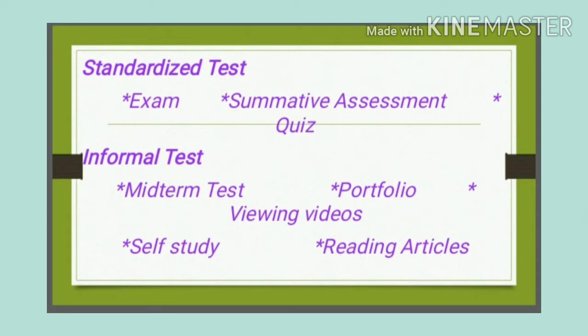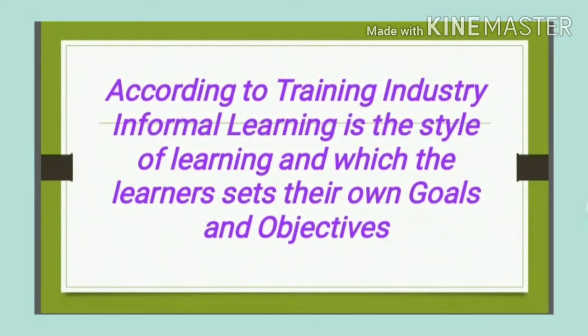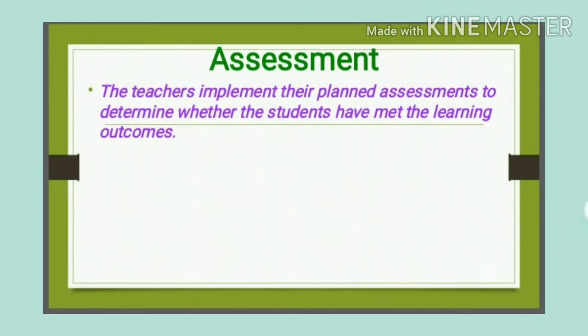And for informal activities, examples are teacher observation, mid-test, portfolio, and including watching videos, self-study, and reading articles. According to Training Industry, informal learning is a style of learning in which the learners set their own goals and objectives. In the 3rd stage, assessment, the teachers implement their planned assessment to determine whether the students have met the intended learning outcomes.